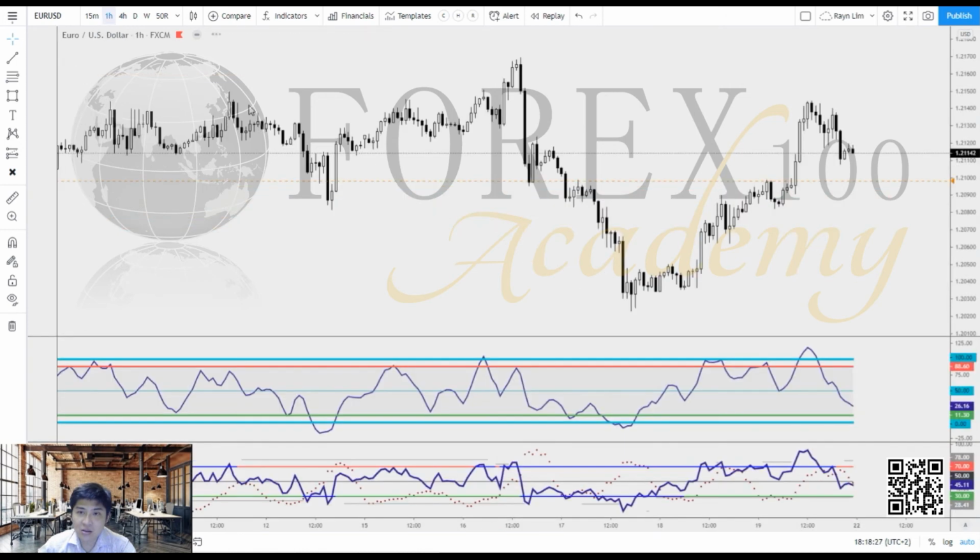So this is pretty much what we do. We look at these areas before we make a decision whether we are going to keep the trade or whether we are going to intervene.